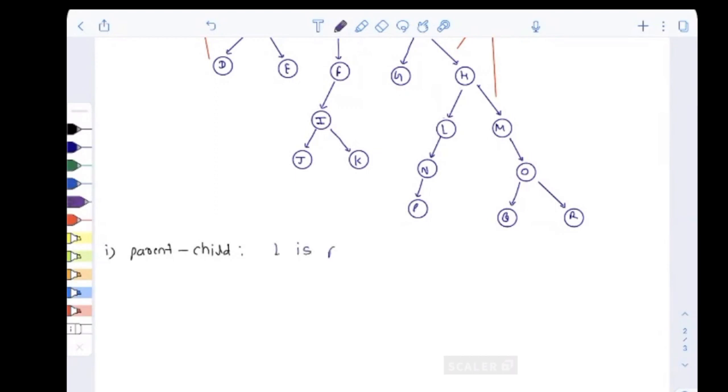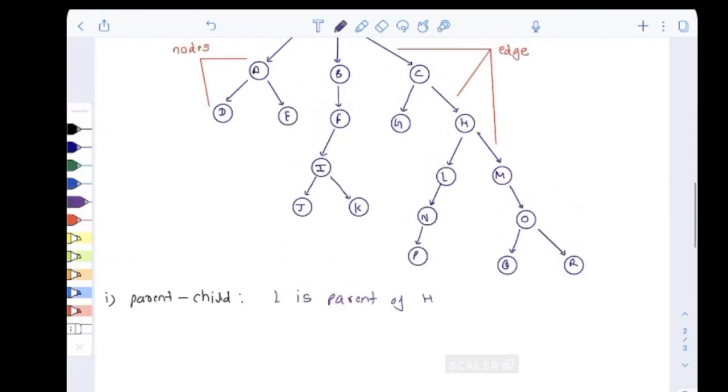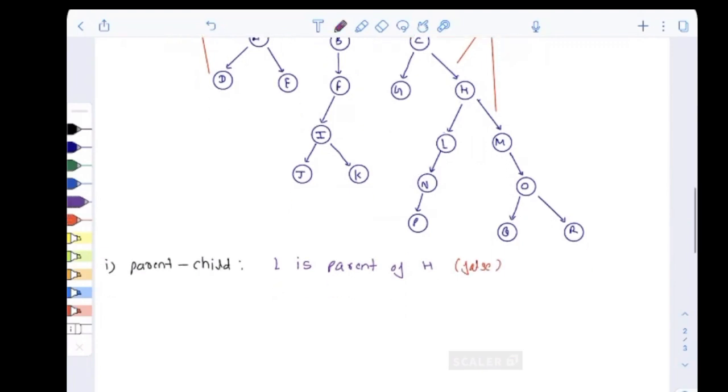L is the parent of H. Tell me, guys, is this statement true or false? Is L the parent of H? Have a look at them. Is L the parent of H? No, it's the child of H. So that statement is false. Now if I talk about this, O is a child of M.